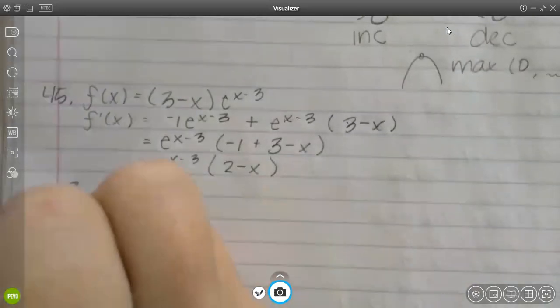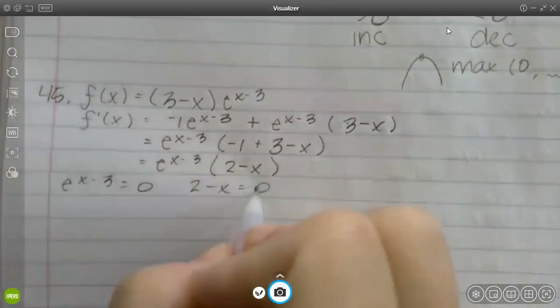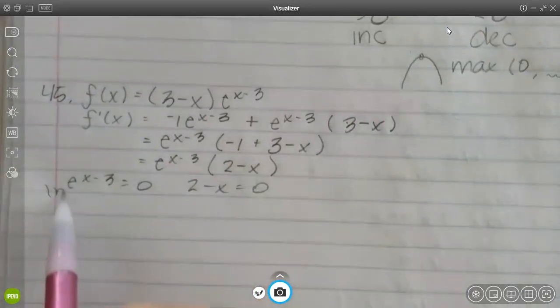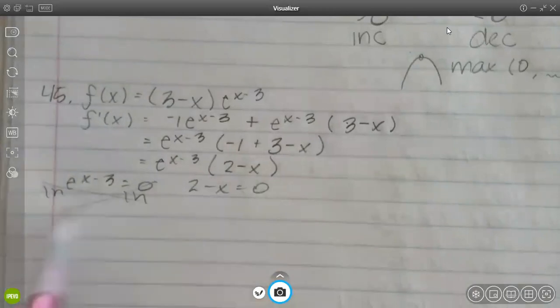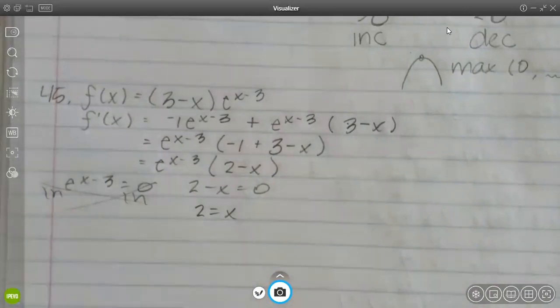You have 2 parts set equal to 0. The first one I would try to ln, but I can't ln 0, so it's no good to me. Add your x over on the other one and you'll get a +2. Do your test values, find it.